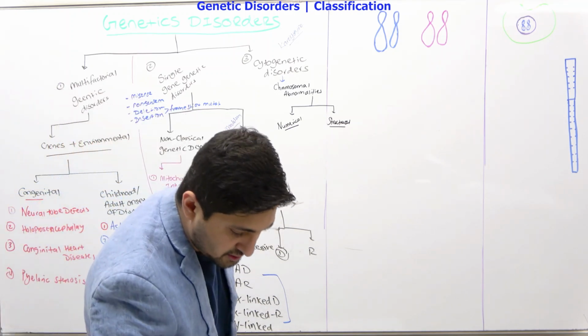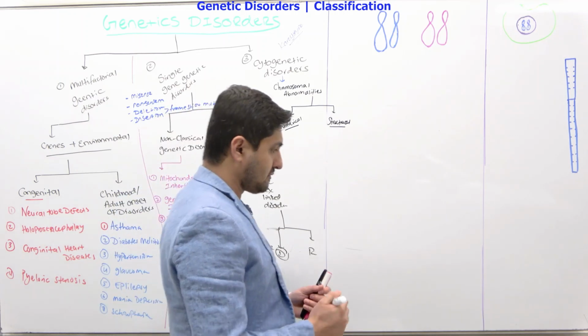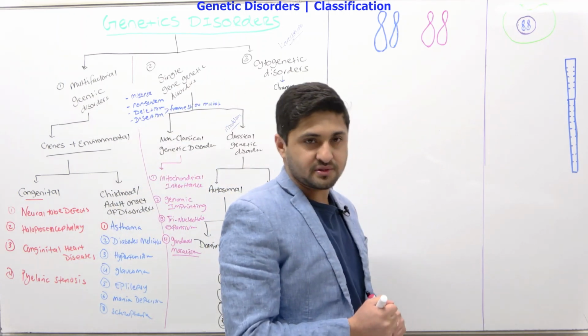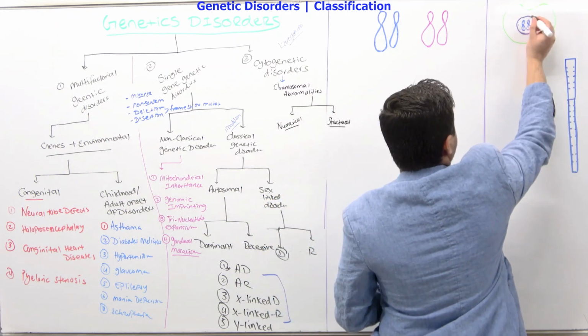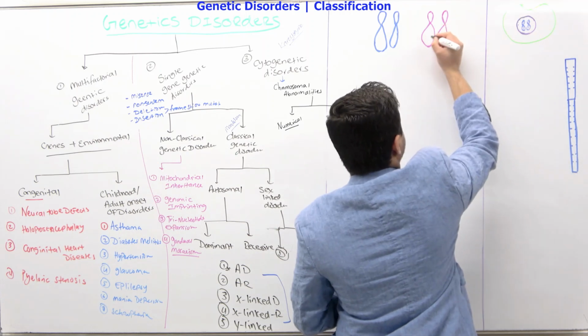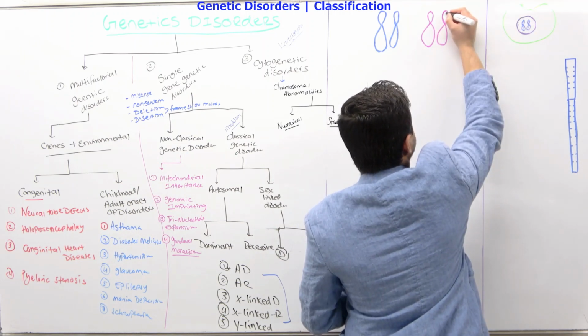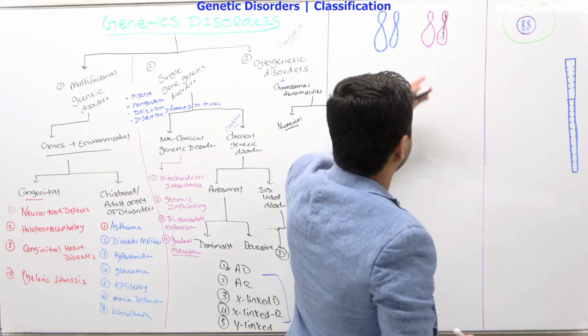We have to quickly talk about some concepts here. Normally, how many chromosomes are present? If you look at the cell, you have a nucleus, and inside it you have chromosomes like this. And within the chromosomes, you have DNA.